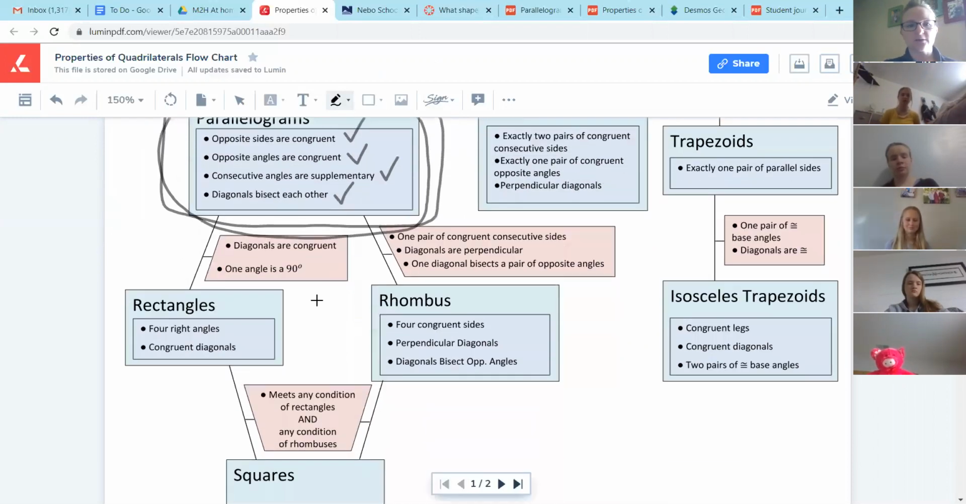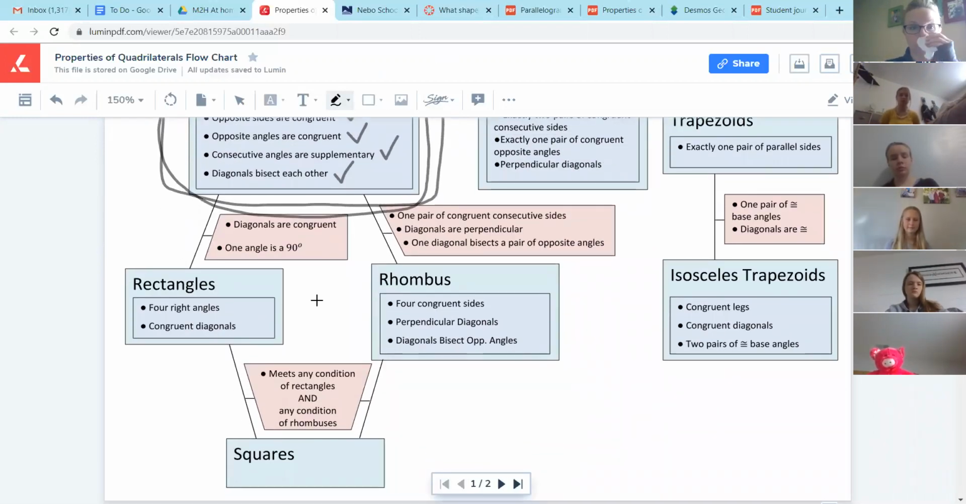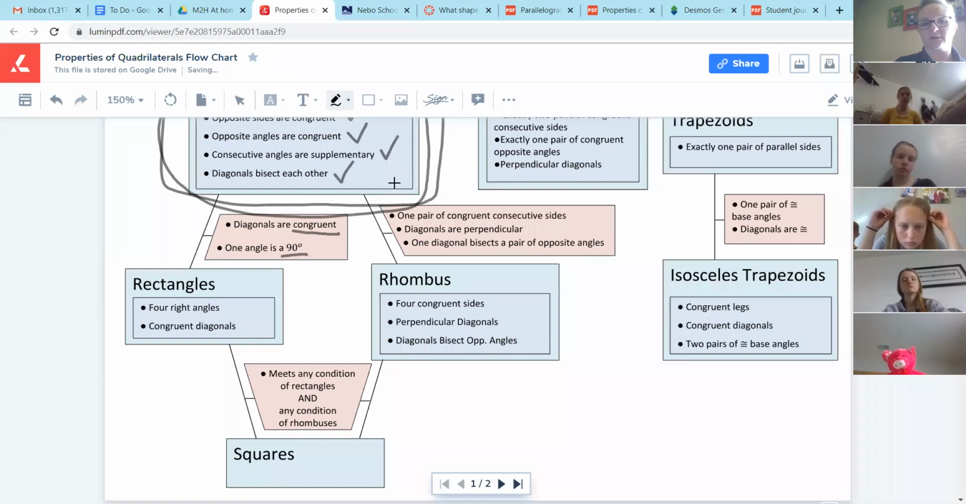Okay, so down here, I want you to pay close attention to what it takes to move from parallelogram into rectangle or rhombus. So if you know that something is a parallelogram, but then I tell you that the diagonals are congruent, the same length, then you know that it has to be a rectangle. Or if you know that it's a parallelogram, and then I tell you that one angle is 90 degrees, all 4 angles would need to be 90 degrees. But if you even know that just one angle is 90 degrees, you're automatically a rectangle. Does that make sense?